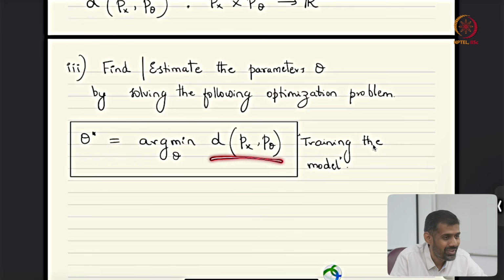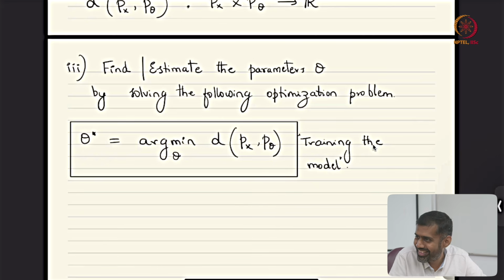You will be surprised to know that in today's time and age, the go-to standard choice for P theta is a neural network, and the go-to choice for this optimization problem is first order gradient descent. For all the optimization that we have studied in our previous courses, all the conjugate gradient methods and second order methods and so on, the world of ML, where artificial general intelligence is being achieved, is using a simple first order gradient descent. We'll see that in the course later.